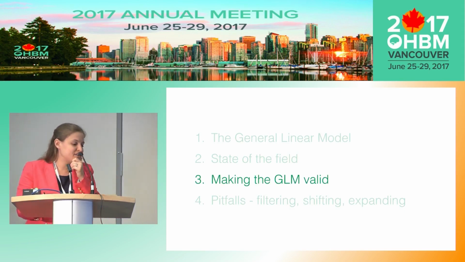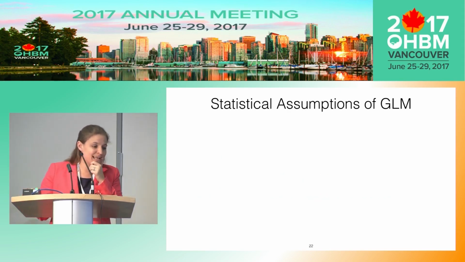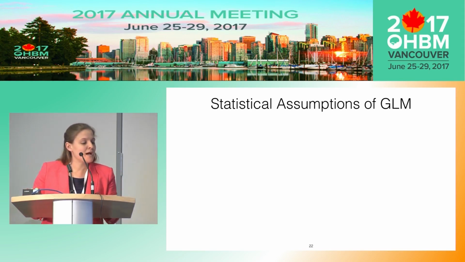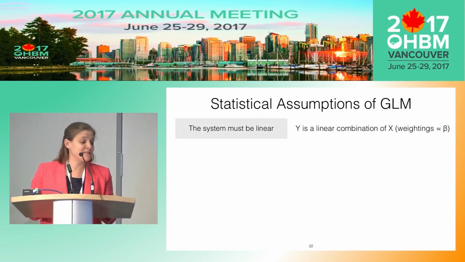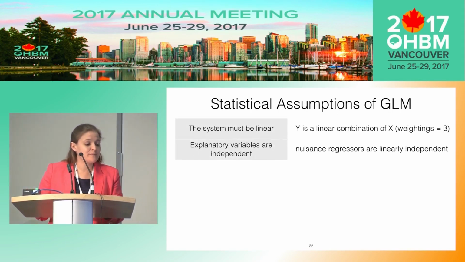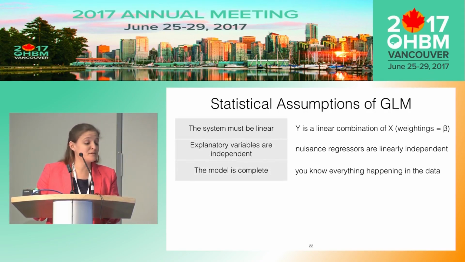So how do we make the general linear model valid? Well, it has statistical assumptions. We know that the system must be linear. Explanatory variables in X are independent, so nuisance regressors are orthogonal. We assume that the model is complete. You know everything that is happening in your data.